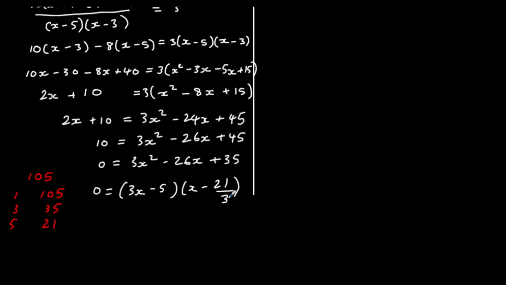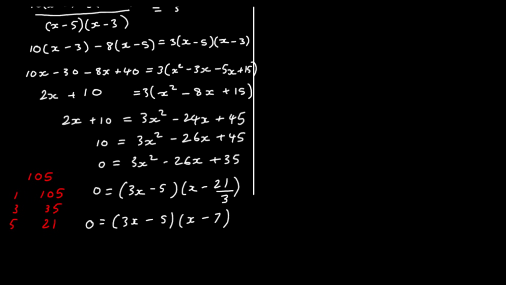And this is 21 over 3, which we can change into 7. So if we expanded this, we get 3x squared minus 21x minus 5x, which will give us our minus 26x plus 35. So we know we've factorized it correctly.